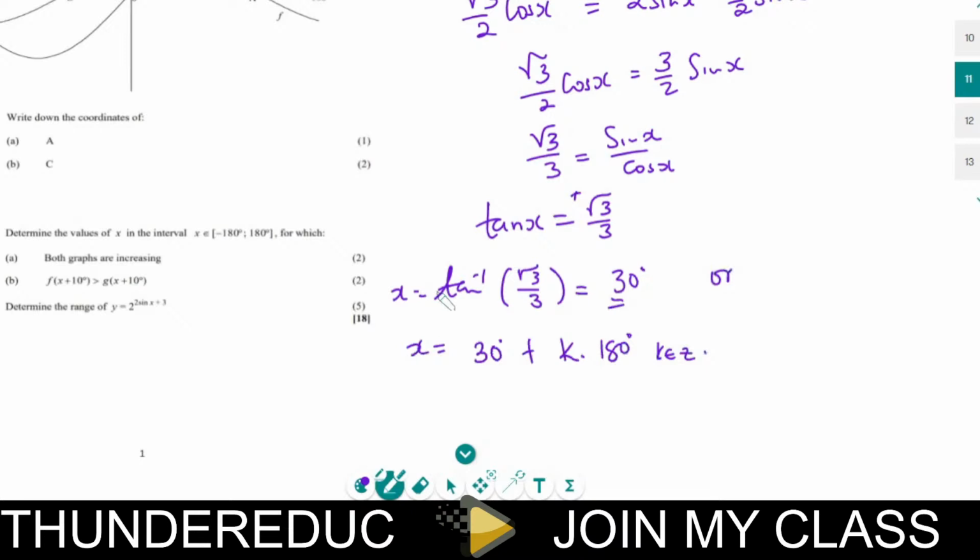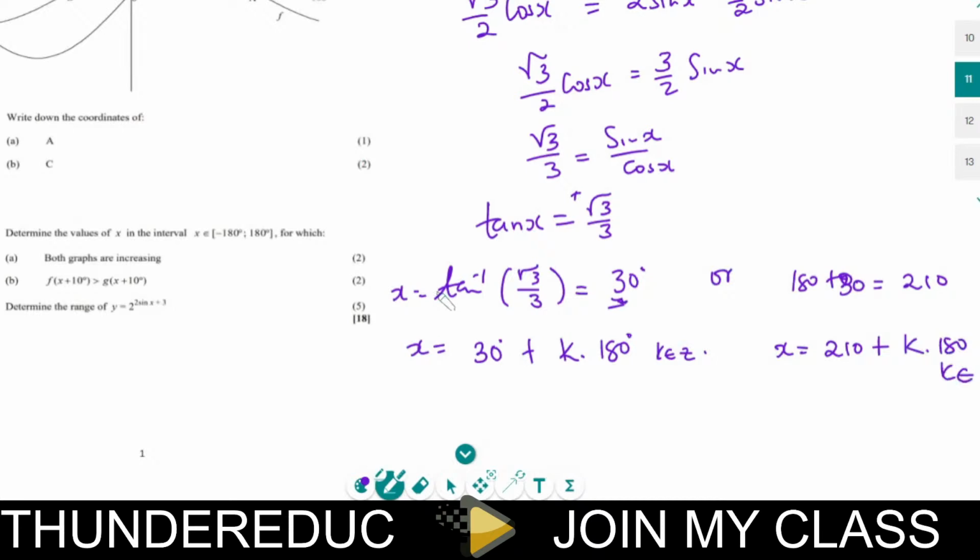I know that in the third quadrant, tan is also positive. In the third quadrant, it's 180 plus theta. In this case, our theta is 30. That will be a 210. So which means x is going to be 210 plus k times 180, and then k is a set of integers.